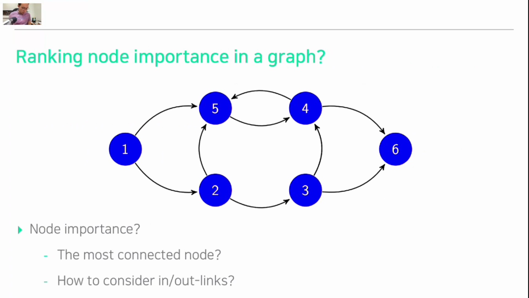So let me ask you a question. How do you rank the nodes by using node importance? Could you estimate the node importance in this graph? How would you do that? Maybe you just consider the number of links for node 5. For example, it has 4 edges, right? And node 1 has 2 edges, so it looks like 5 is more important than node 1, right?